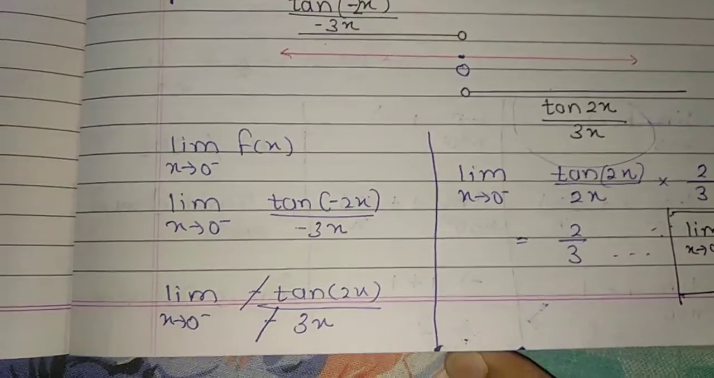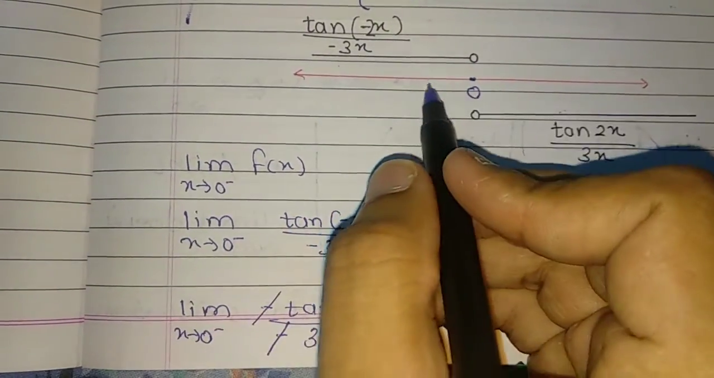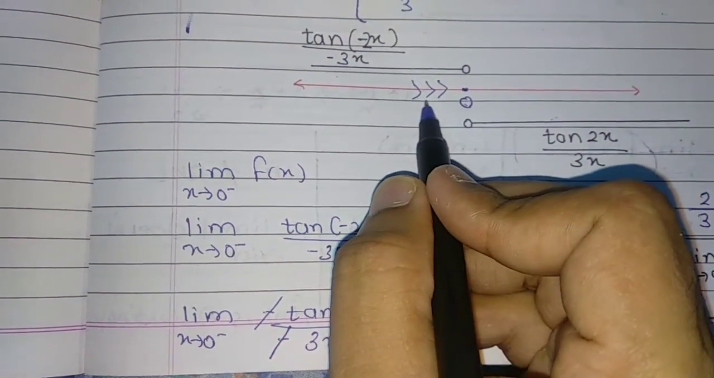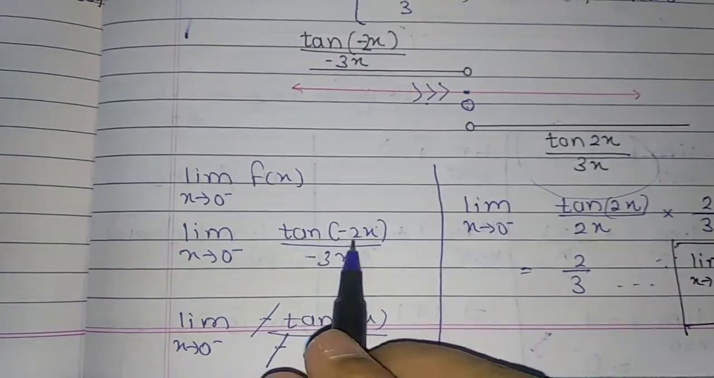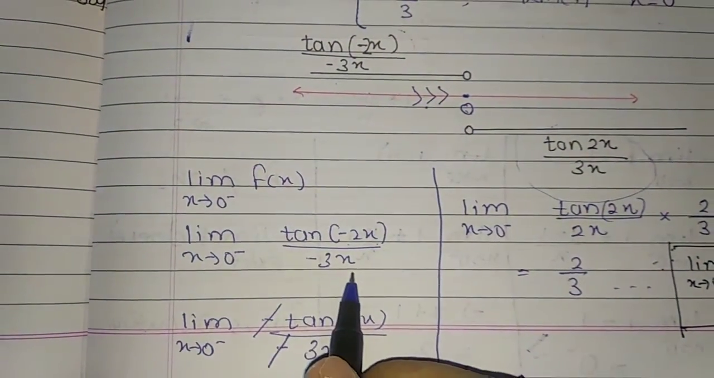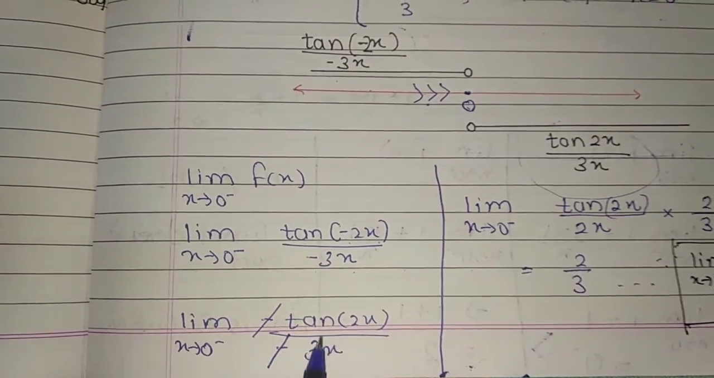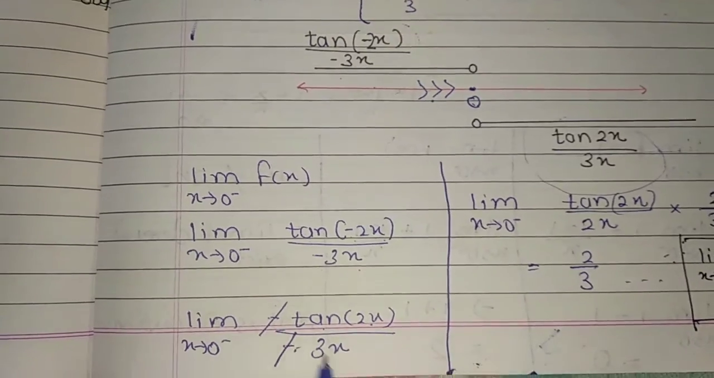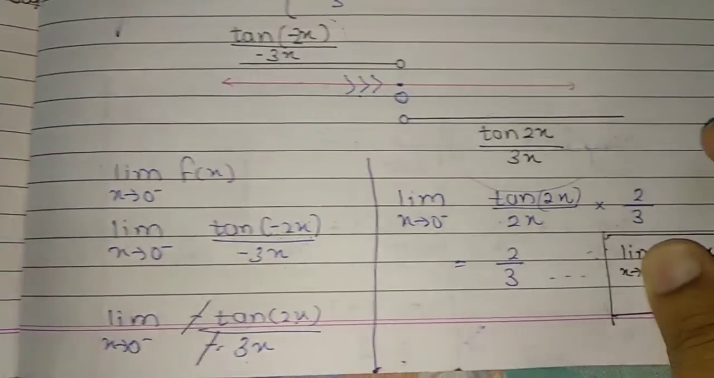Now let's go for the left hand limit. X tends to 0 but from the left hand side, that means from this side. If 0 is approached from this side, you can see the function is this: tan of minus 2x upon minus 3x. Now we know tan of minus theta is minus tan theta. So minus and minus will cancel out, and tan 2x upon 3x will remain as it is.